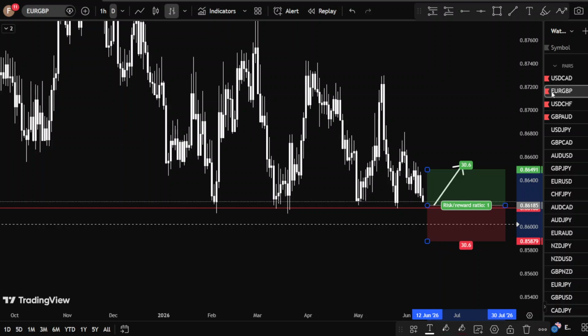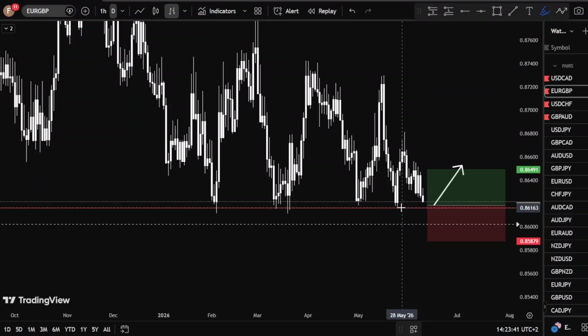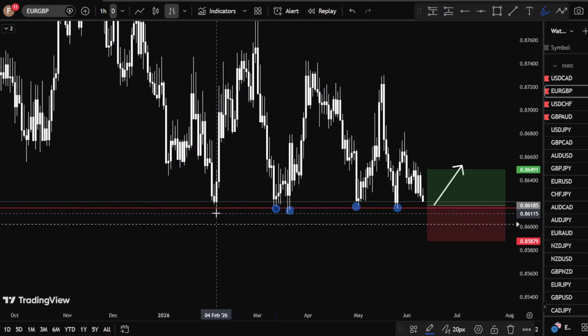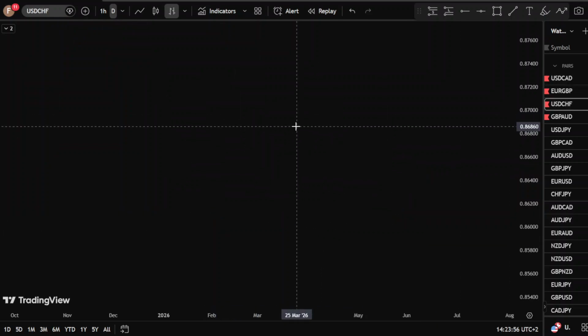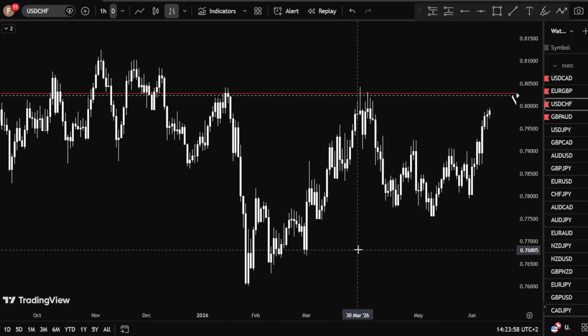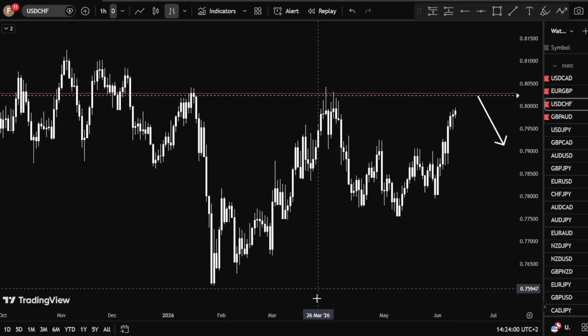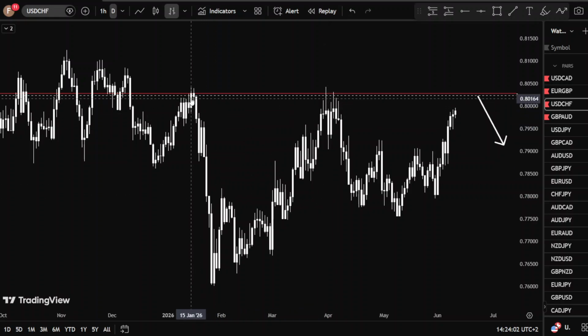So that was Euro GBP, even easier to see. Bounce, bounce, bounce within a very tight zone. Okay, next one, USD CHF. We're still on the daily chart. I'm always looking at the daily chart again. This is not as clear as the other one.